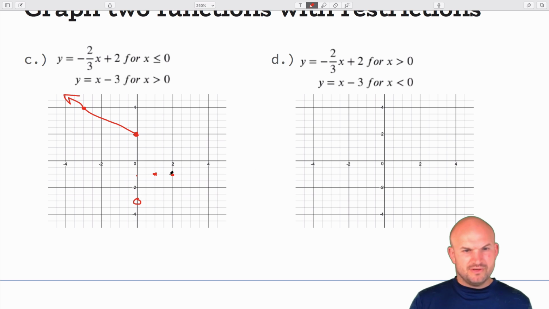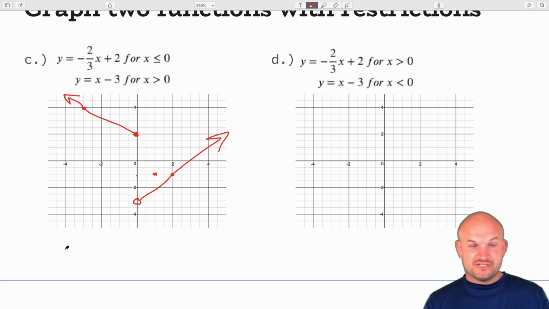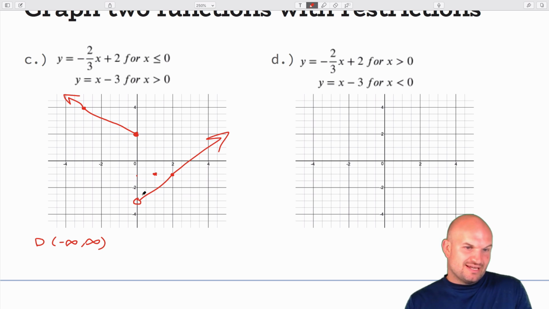Well, that'd be up 2 and over 2. Yeah, let's just do up 2 and over 2. That's fine. Okay, so now you can see that this is going to be a jump discontinuity. So the domain is actually all real numbers, right? Because even though it's undefined here, it's defined there. So the domain is all real numbers.